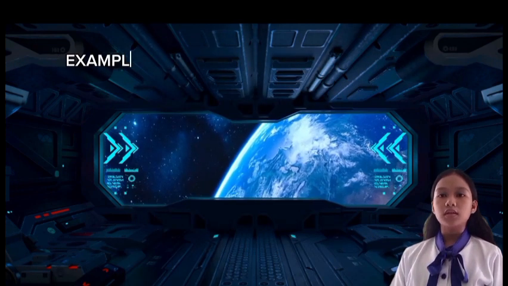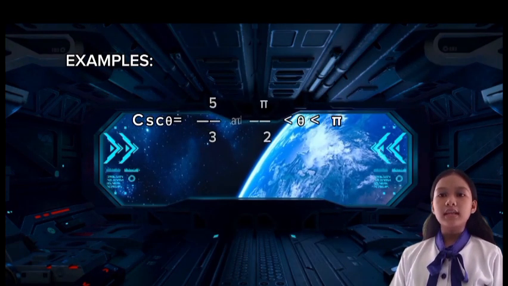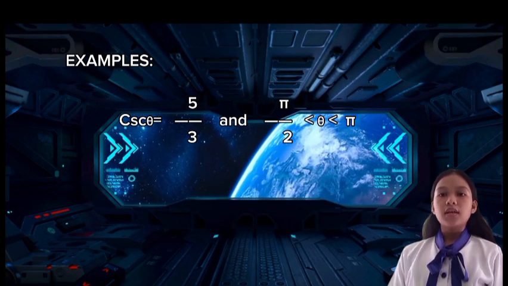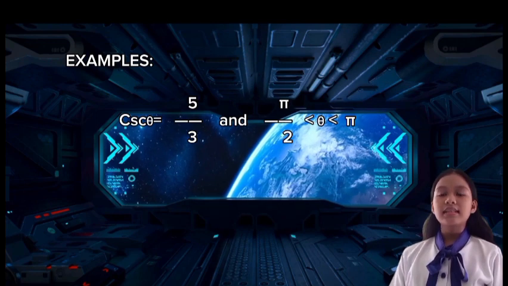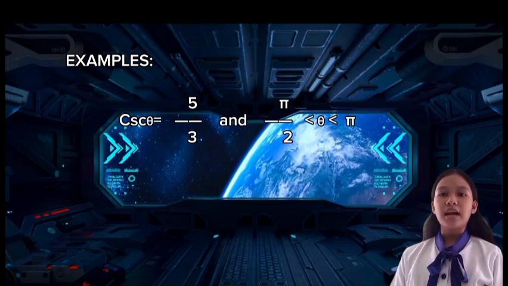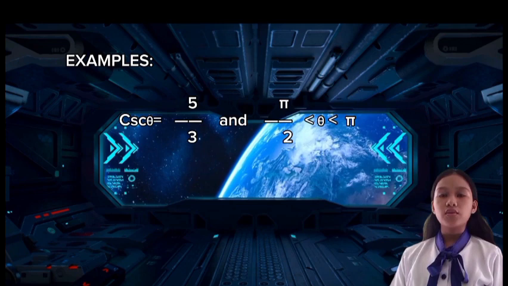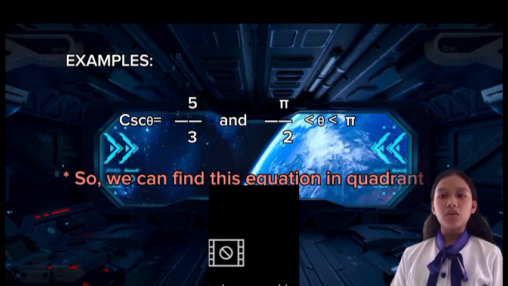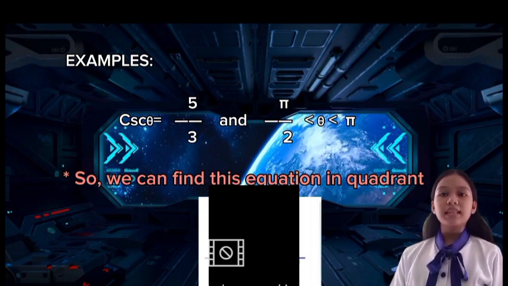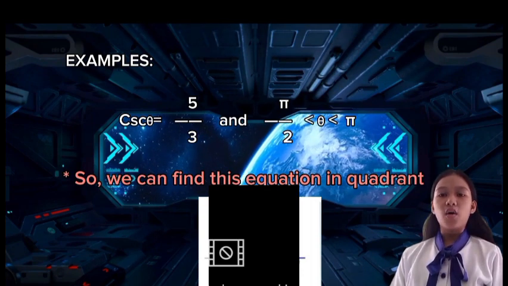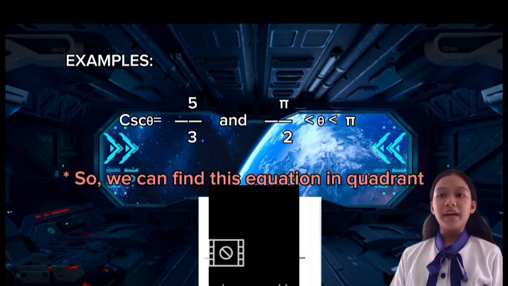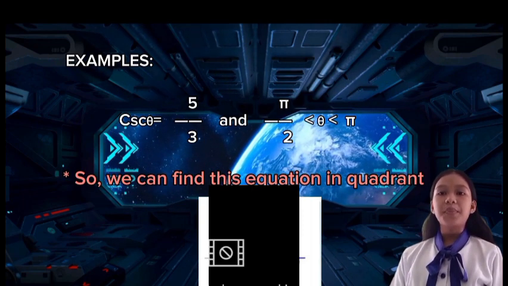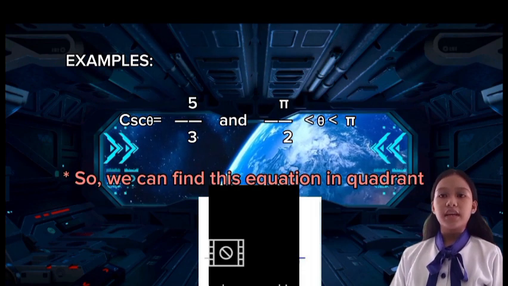Example number 1. Cosecant theta is equal to 5 over 3, and theta is less than pi but greater than pi over 2. So we can find this equation in quadrant 2 because theta is greater than pi over 2 but less than pi, where pi is equal to 180 degrees and pi over 2 is 90 degrees.